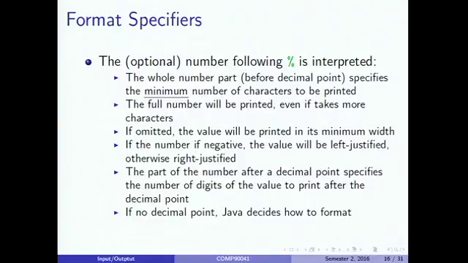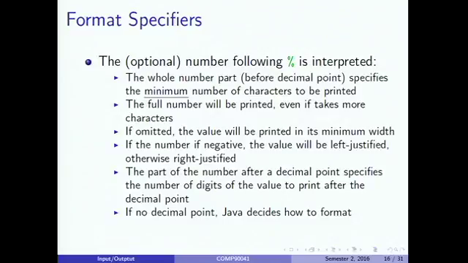Now, if you have percent minus something, then the first part of that number still tells you how big the space is. But now, if it needs to pad it out, if it needs to add extra spaces, it adds the extra space on the right. So it left justifies the number instead of right justifying. Okay, you don't usually want that. You usually want your numbers right justified. But if you want left justified, you just use minus.